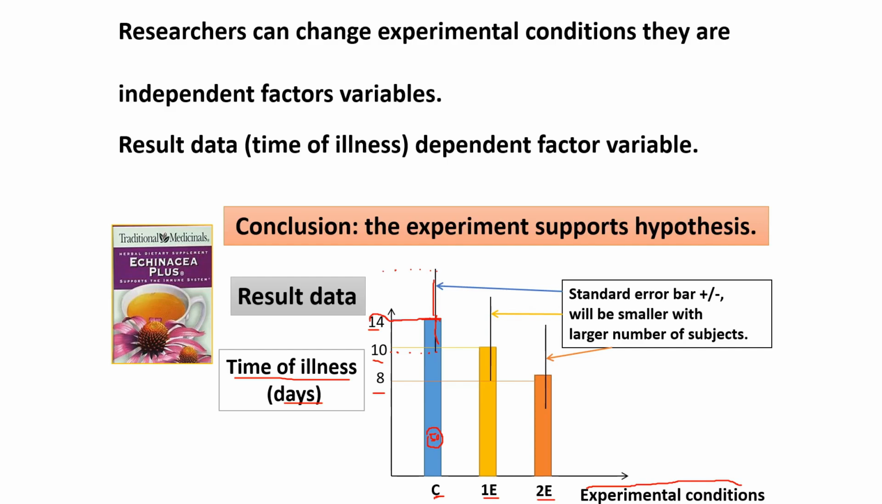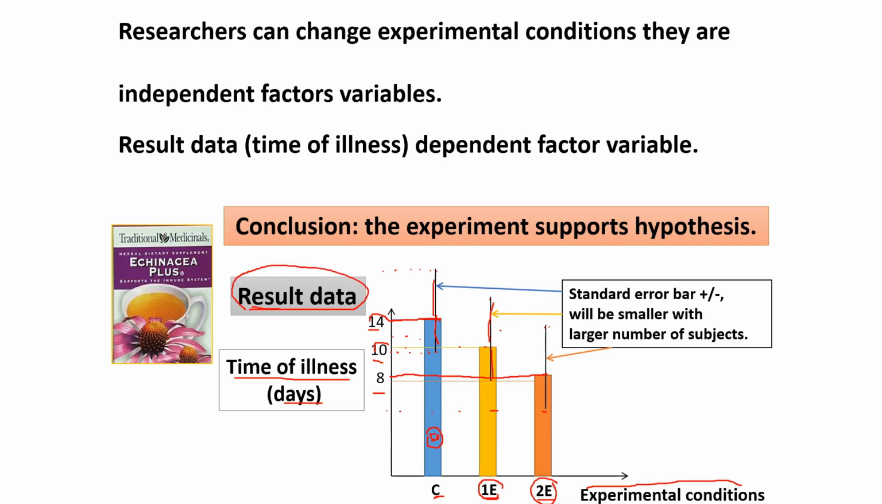If we look at the first experimental group, we see that on average they were sick 10 days. But again, some of them were sick maybe 15 days, and some 8 days. In the second experimental group, on average 8 days, but some were sick maybe 11 days, and others maybe 6 days. This graph represents our data, our results.